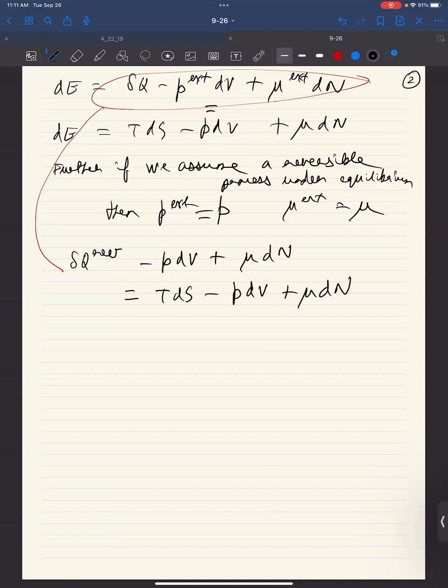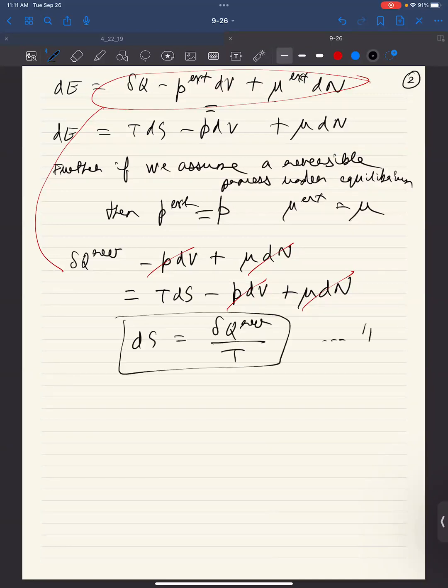So what can we do now? We can cancel out minus PdV and plus mu dN from both sides, right? So what are we left with? We are left with dS is equal to delta Q reversible by temperature. I'll call this equation number 1. This is a super important equation.